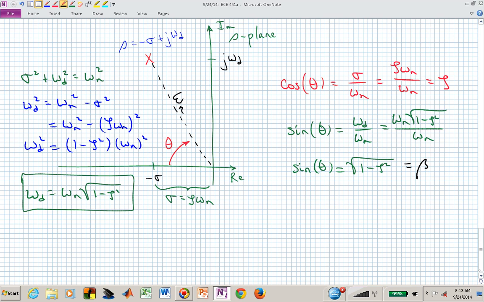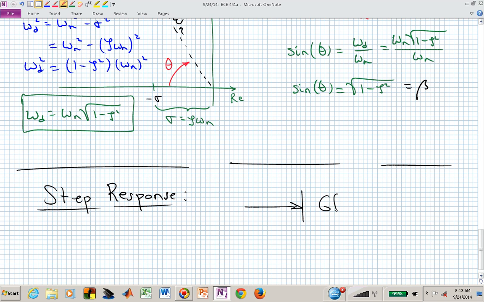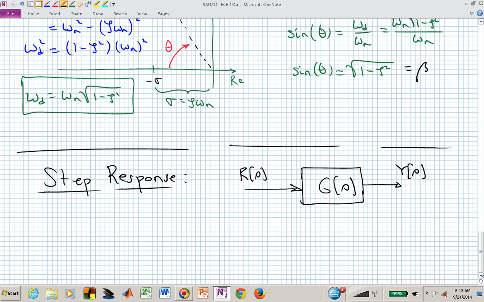Let's now use that information to move forward with relating the time domain step response to these locations in the S-plane. In the step response, that's the picture in our block diagram form.